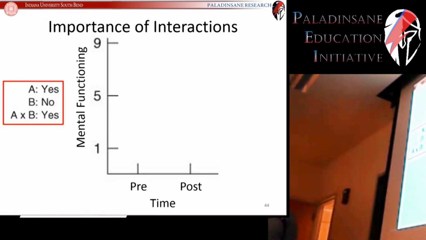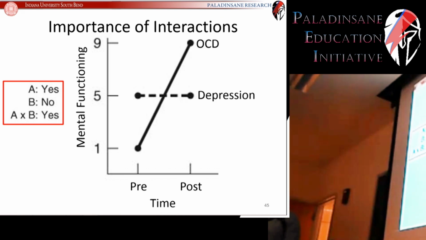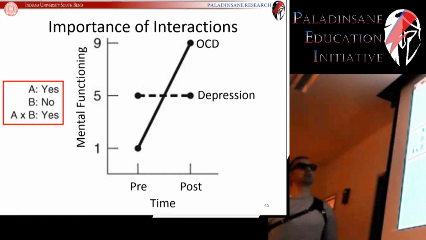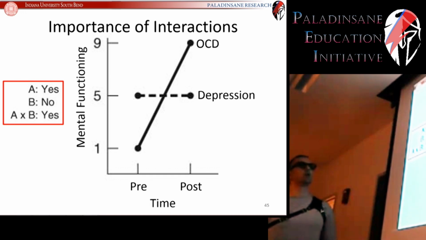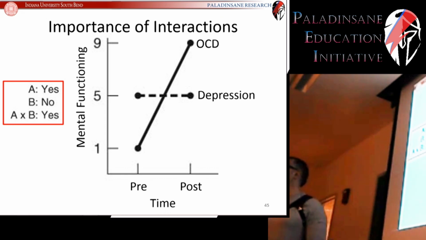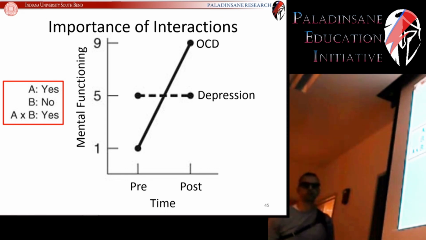So what's going on here? Well, this is the outcome of what occurred. So in this case, your OCD patients, they started off with really low mental functioning before the drug. After the drug, their mental functioning skyrocketed, right? It went from 1 to 9. Your depression individuals, they started with a medium level of mental functioning, and your drug did nothing. It did nothing for these individuals.